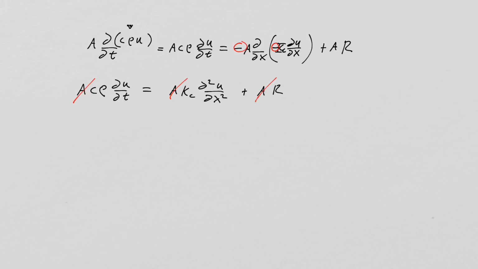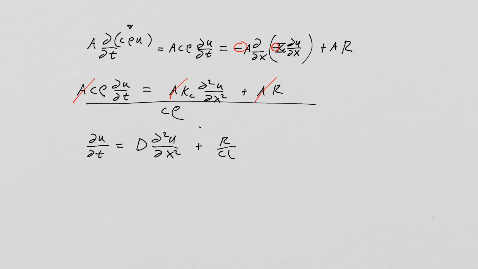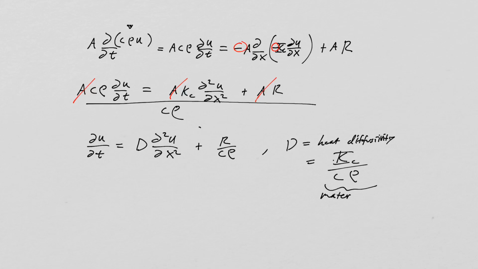Okay, we can divide those out. The next thing we're going to do, finally, is divide the whole thing by C times rho, in which case we're going to get the partial derivative of U with respect to time is equal to this parameter we'll call D times the second spatial derivative plus R over C rho, where D is this parameter called the heat diffusivity, and it is equal to Kc over C rho. And again, this is a material parameter.